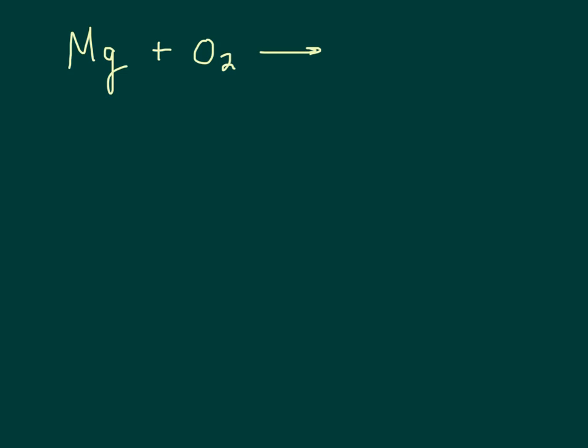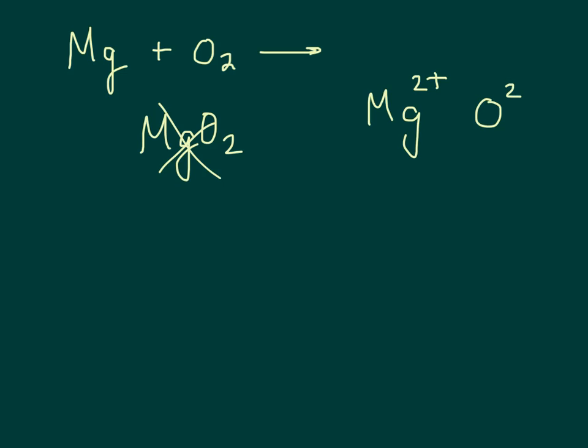For instance, if we take magnesium plus oxygen, I think it's kind of obvious what they make, right? They're going to make a compound with magnesium and oxygen in it. The trick is, you can't just add them up. The product is not MgO2, okay? Instead, you have to look at the charges. Mg is 2 plus and O is 2 minus, so they make MgO. Okay, and then you go through and you balance it.